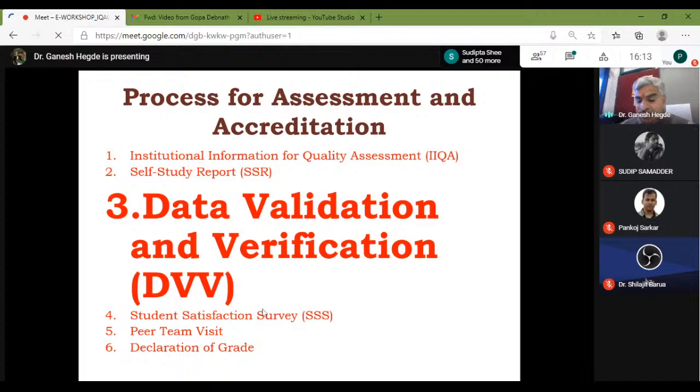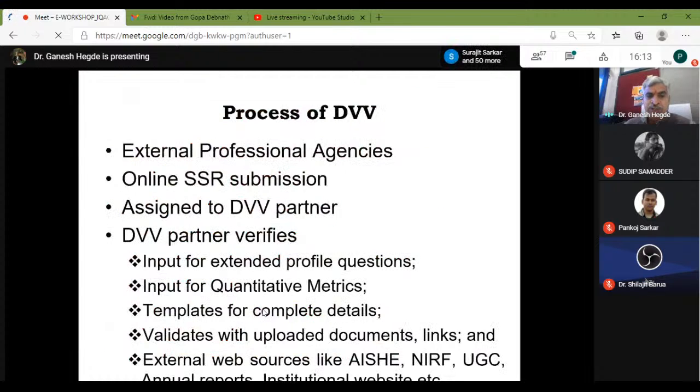There is a data validation and verification. As I already told you, all the quantitative metrics undergo the process called data validation and verification. Now, external professional agencies have been identified by the NAAC. There are more than 6 or 7 agencies which are doing the data validation and verification. There is an online SSR submission which you have done.